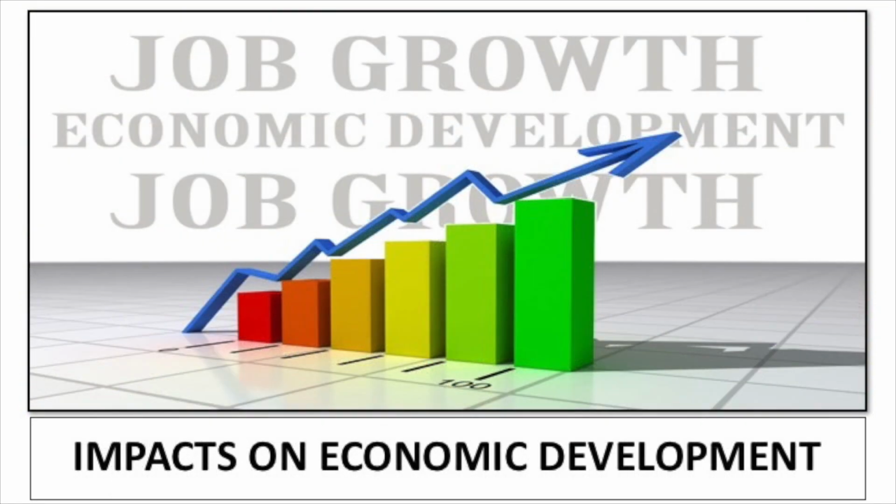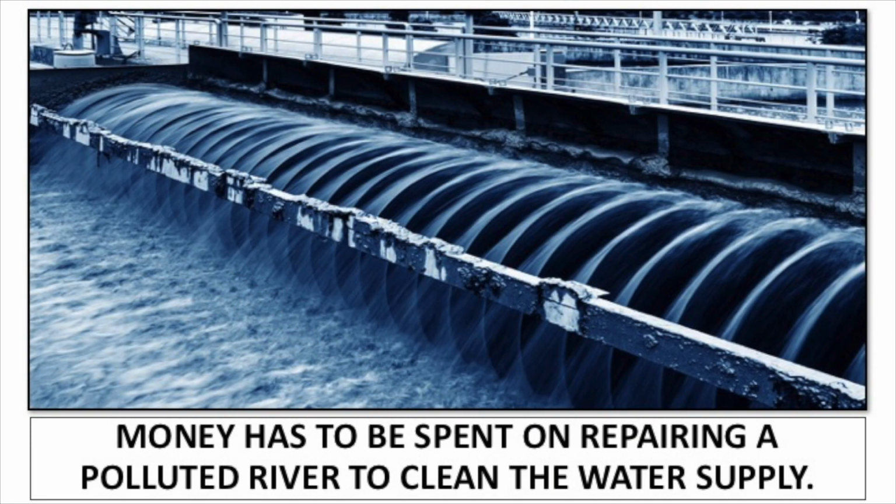And the third and final type of impacts are impacts on economic development. Yes, and what that means, economic development, means making money. What costs to make and what prices have to be sold. Money has to be spent on repairing a polluted river to clean the water supply.